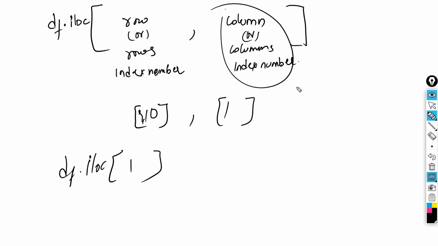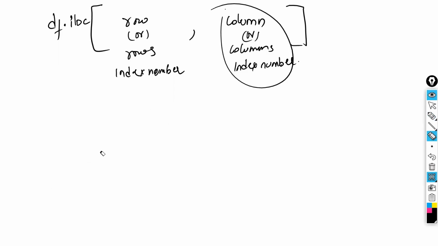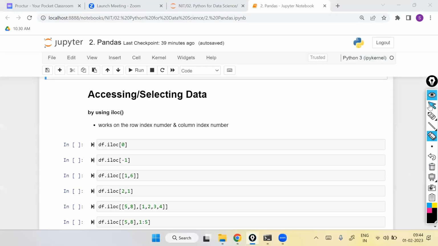Sir, for example, I want all the rows. Okay. Let us see multiple examples. If you don't write the second part after the comma, then it is all the columns. That's it. Now, let us see multiple examples based on this.